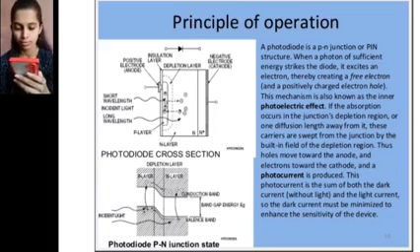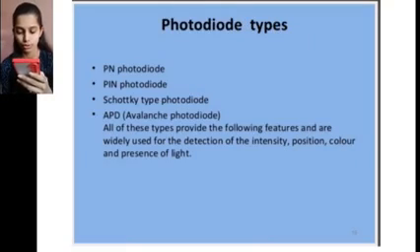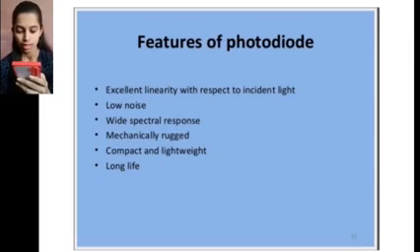Photodiode types: PN photodiode, PIN photodiode, Schottky type photodiode, APD. All these types provide the following features and are widely used for the detection of the intensity, position, color and pressure of the light. Features of photodiode: excellent linearity with respect to the incident light, low noise, wide spectral response, mechanically rugged, compact and lightweight, long life.